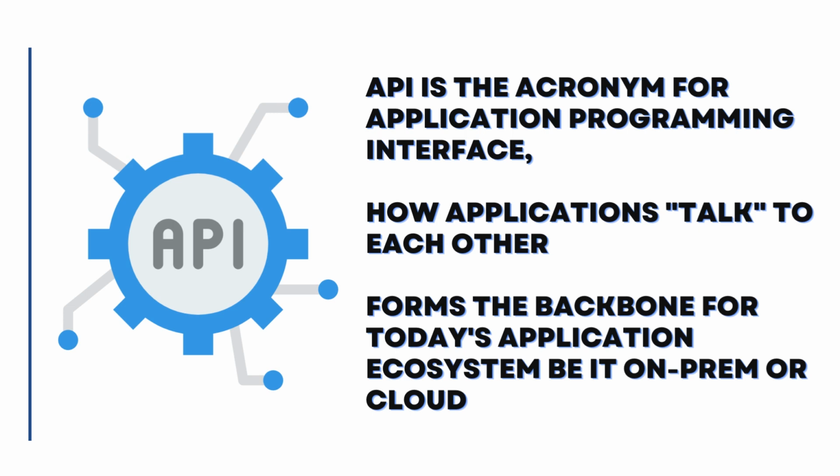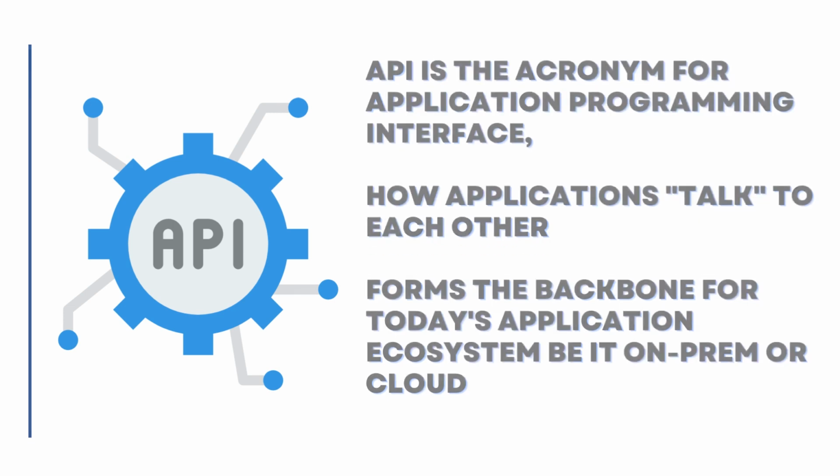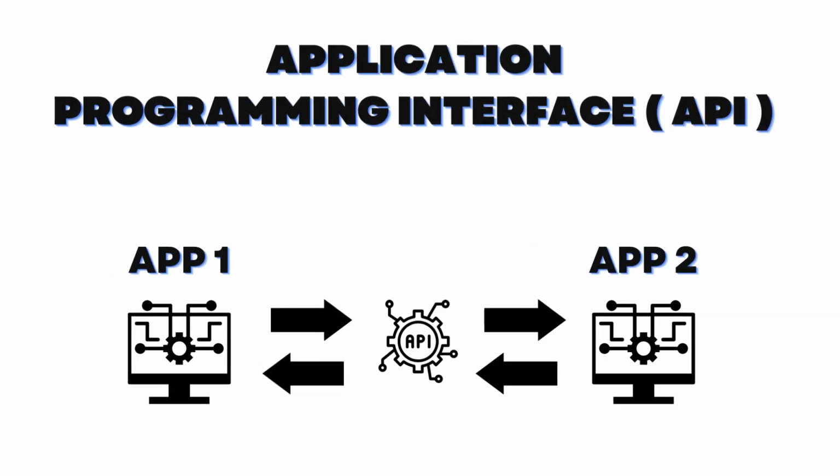API stands for Application Programming Interface. It's how applications talk to each other, and it forms the backbone of how applications work nowadays. Whether on-prem or cloud, everything is pretty much APIs now. Basically, it's a mechanism that allows two software systems to interact. They're not going to plug in directly to each other. If you have two applications, one over the web and one internal, they don't talk directly to each other, but instead exchange messages through an API. A request is sent, and the application sends a response back via the API.